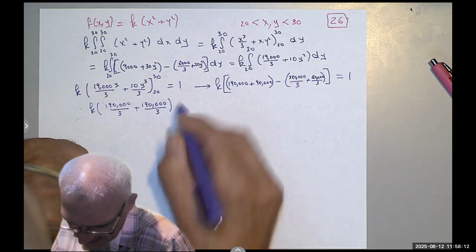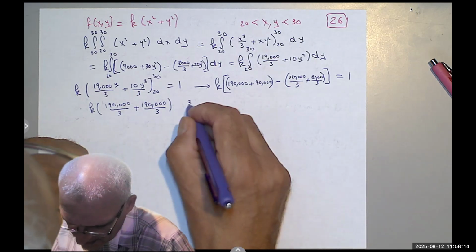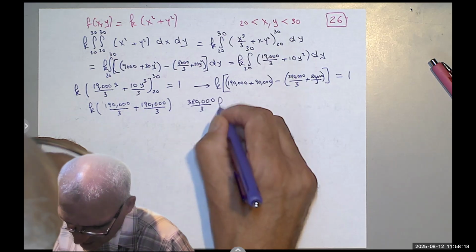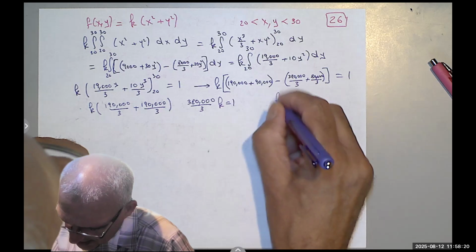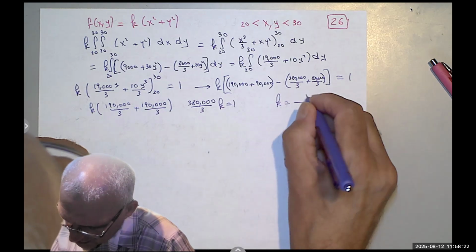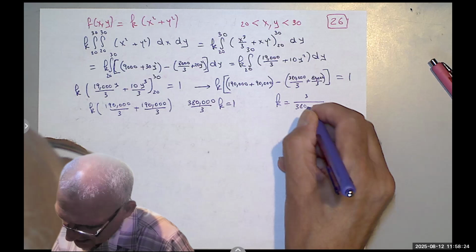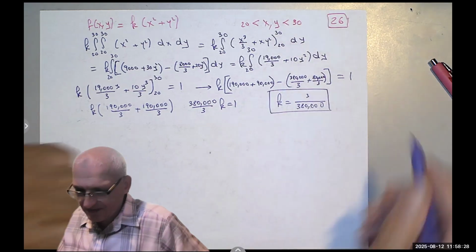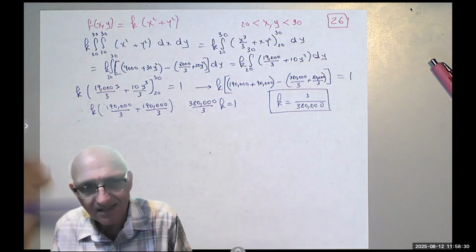So really, you are getting 380,000 over 3, times k, equals 1. K equals 3 over 380,000. Wow. Took us like 5 minutes just to get k. That's terrible.